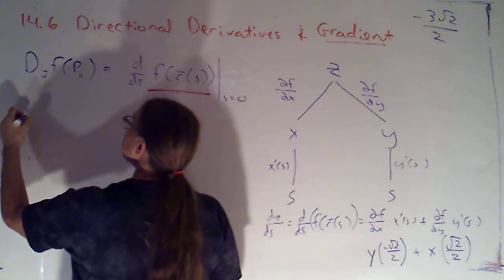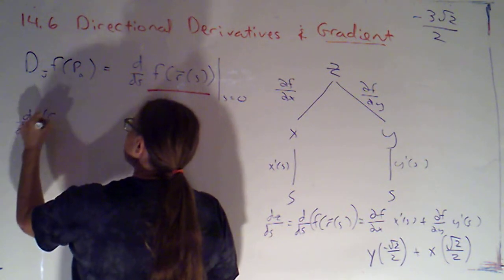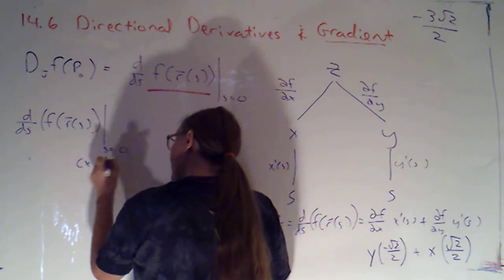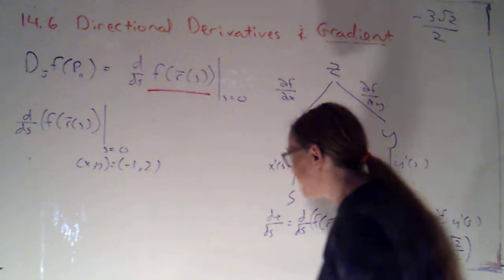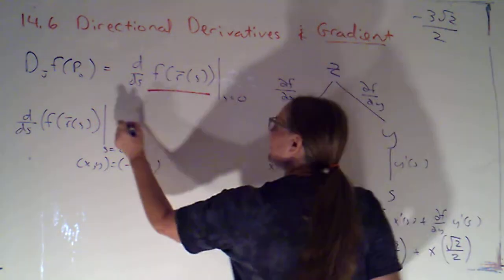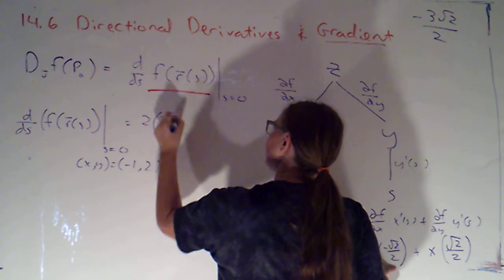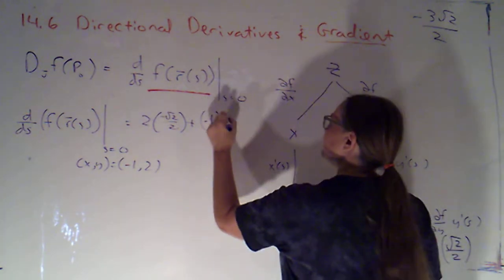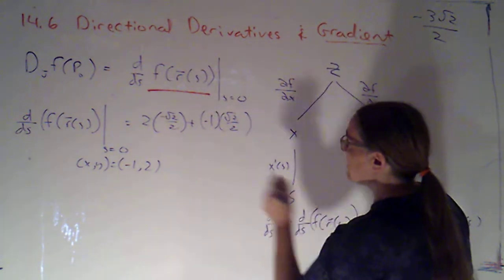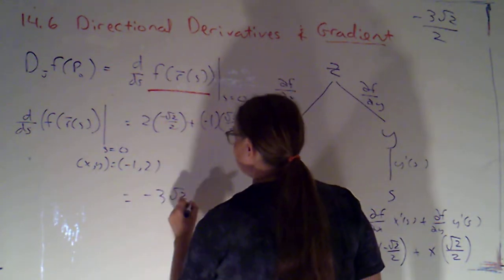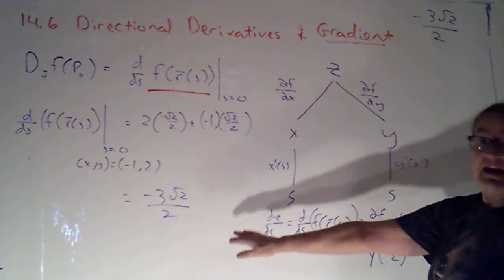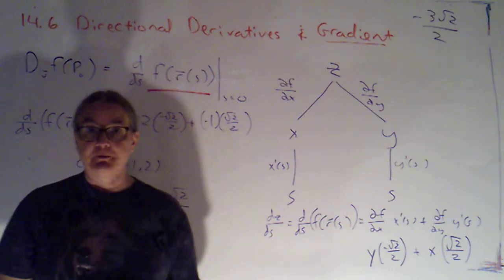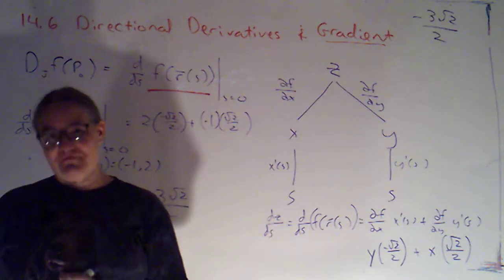So I can say the derivative with respect to s of f of r of s when s is equal to 0, which is when x, y is equal to negative 1, 2. I'm going to plug in 2 for y, so I'll get 2 copies of negative root 2 over 2, plus, we'll plug in negative 1 for x times root 2 over 2. And that's going to give me negative 3 root 2 over 2. So I do get the same thing either way, but you can see it was a lot faster when we used the chain rule. Now, it can get even faster than that.